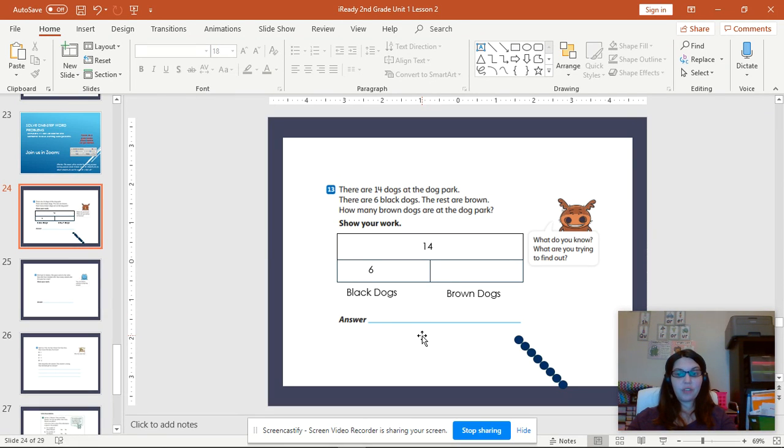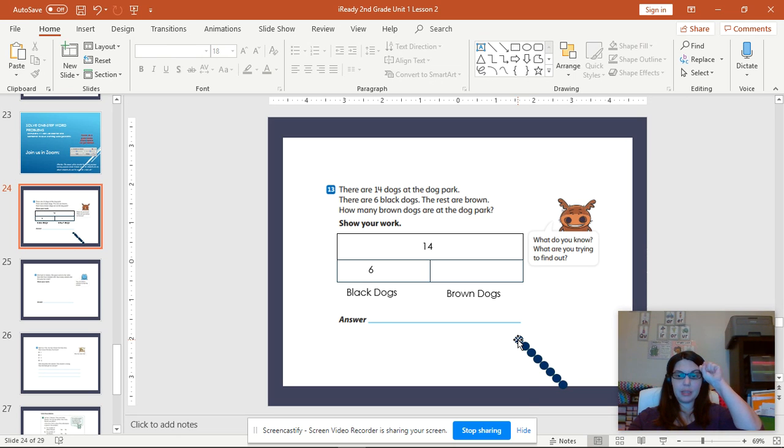So I have two choices. I could either draw 14 dogs and take 6 out of them, or I could start with the number 6 and draw circles until I get to all 14 dogs. That's what I'm going to do today, start with 6 and draw until I get to 14.